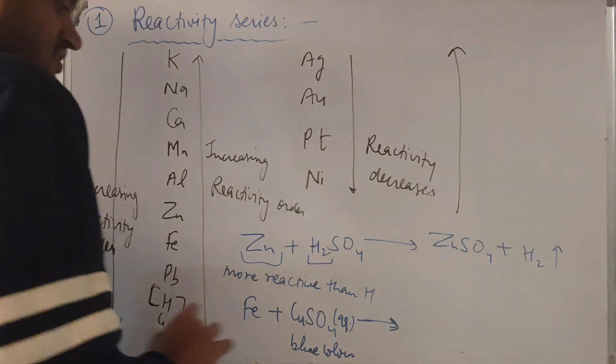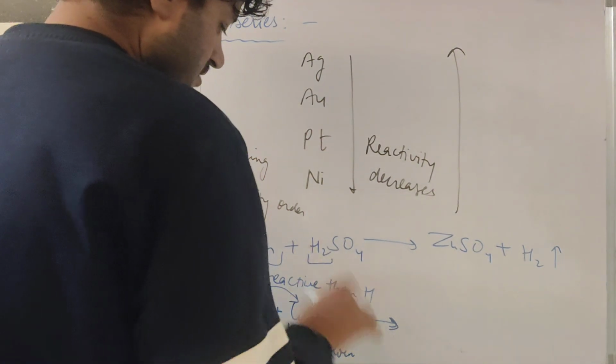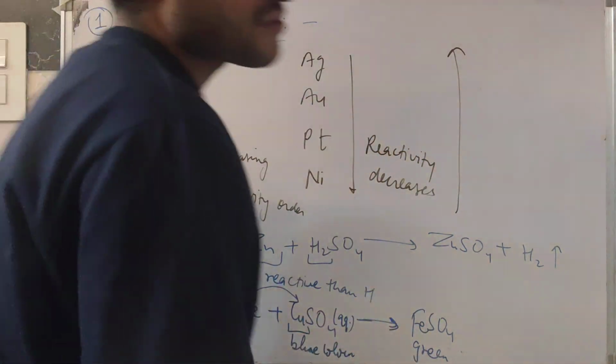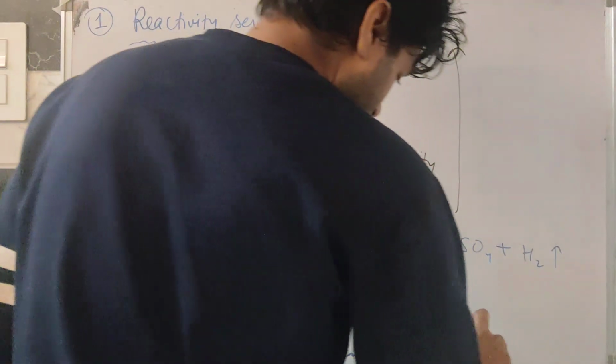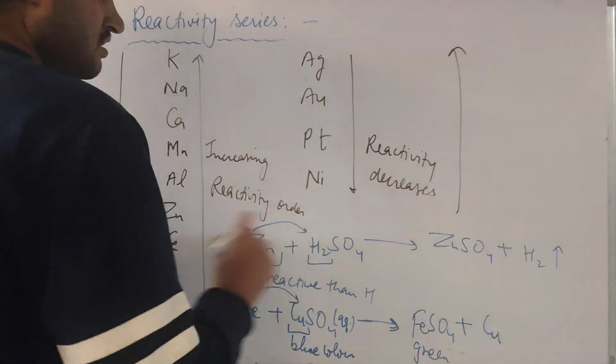Iron is more reactive than copper, so it will displace copper from its salt. A more reactive element displaces that element from its salt. The reaction product we get is FeSO4, which turns the solution green. It means the copper sulfate solution turns green, which means iron sulfate is formed, FeSO4, and Cu will remain separately.